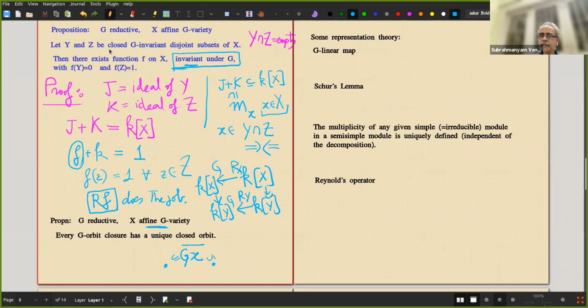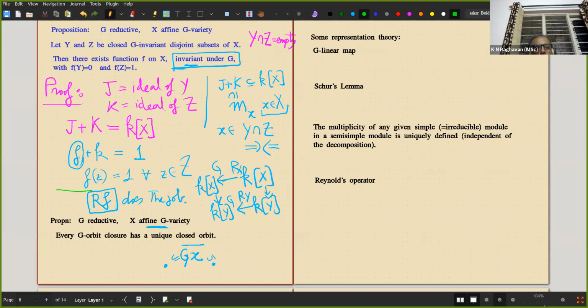Raghavan, there was one question saying, where did you use the fact that Y and Z are G invariant in this proof? Not until here. Up to here, I did not use G invariance at all. This has nothing to do with G. You have X an affine variety and Y and Z are closed disjoint subsets of X. That's all I'm using in this part. Then I can find an F such that F on Y is 0 and F on Z is 1.